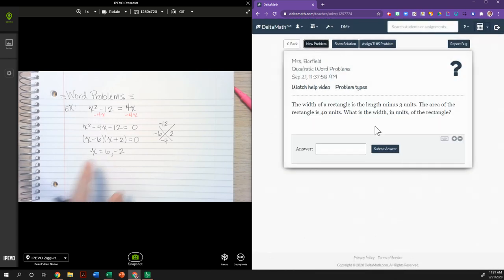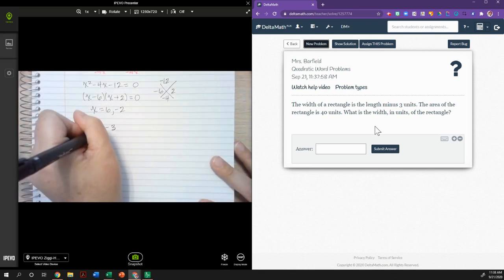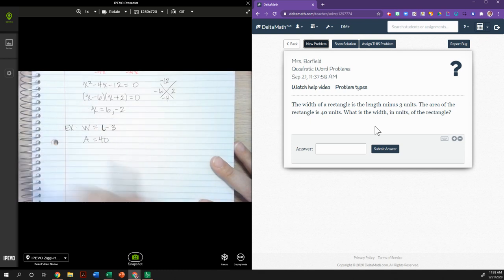All right. Let's try another one. The width of a rectangle is the length minus 3 units. The area of the rectangle is 40. What is the width in units of the rectangle? Okay, so they've given me some information here. They've told me that the width is the length. That's an L if you cannot tell, so let me put a little curve on that. The L minus 3 units and A equals 40.